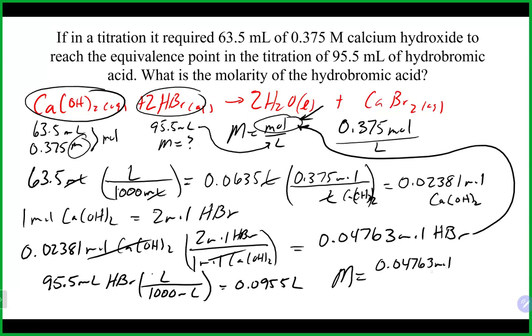0.04763 moles divided by 0.0955 liters. Gonna get us here 0.499, we'll call it. And again, you can leave it as big M if you like, or you can leave it as moles per liter, as both of those units obviously do not cancel out. Any questions on those steps?